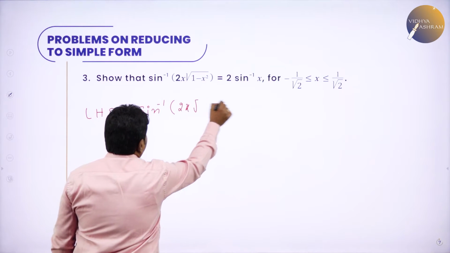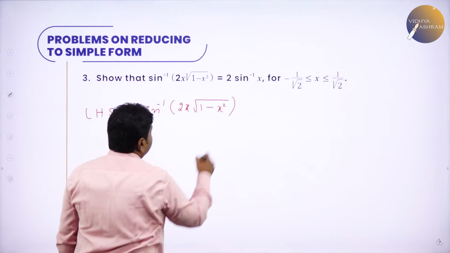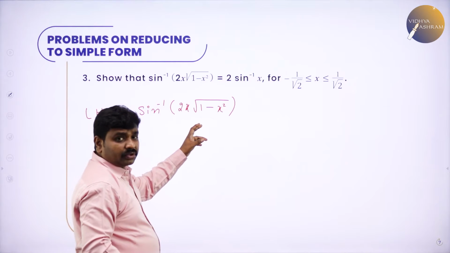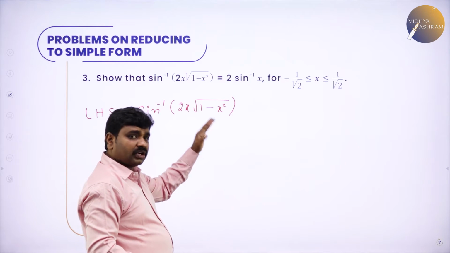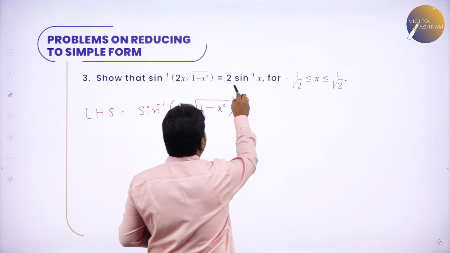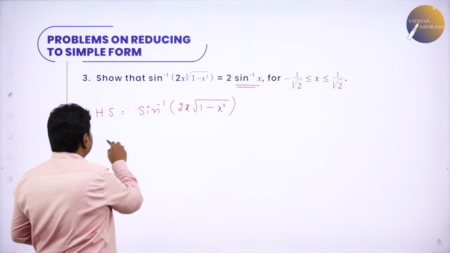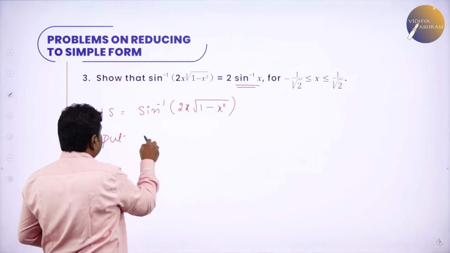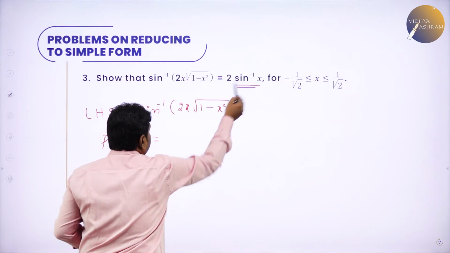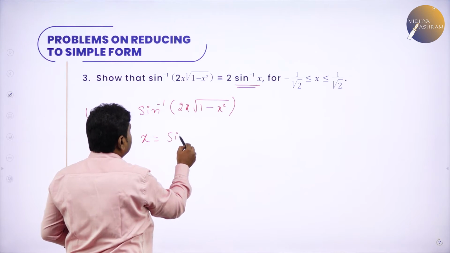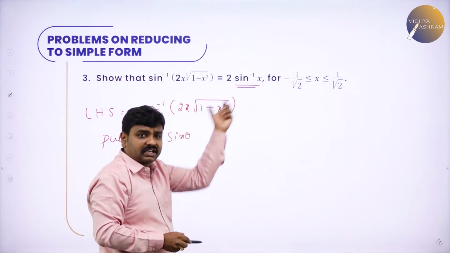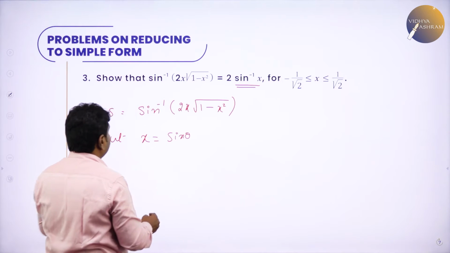2x into root of 1 minus x square. See, observe. In the place of x, what to put? We can put sin, we can put cos, both satisfy, but the RHS will decide. In the RHS you can see sin inverse x. So that's why I put the x value as sin theta, because here I can see sin inverse x. Suppose if it is cos, I will take cos theta. So now put x as sin theta.